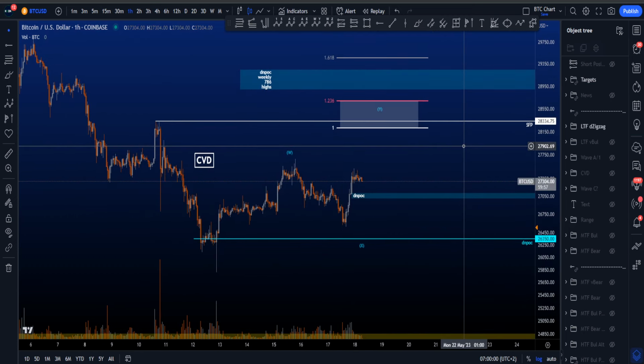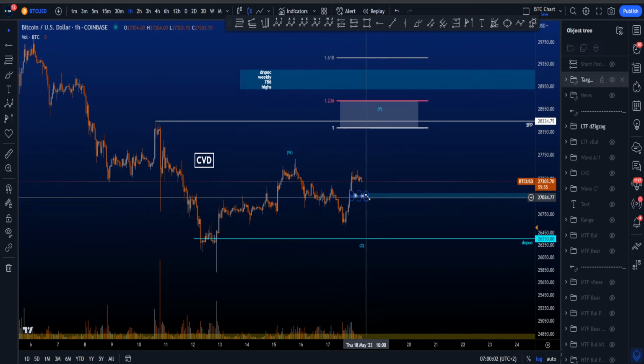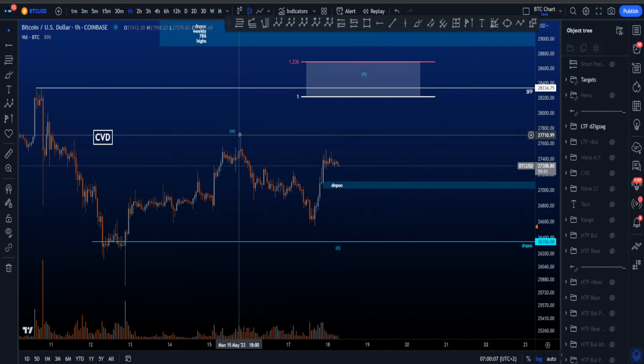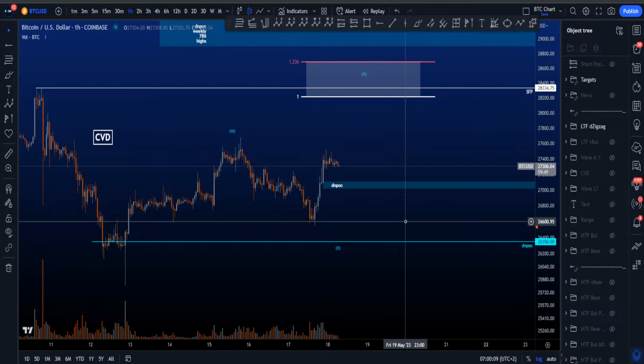So that being said, make sure to keep an eye on this target box if price is going to move to the downside for potential support or not. Keep in mind the bearish divergences we have as well.